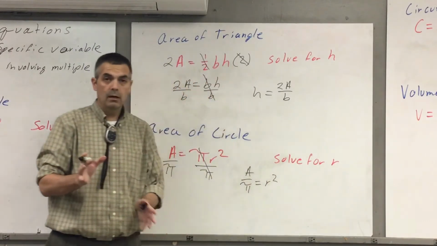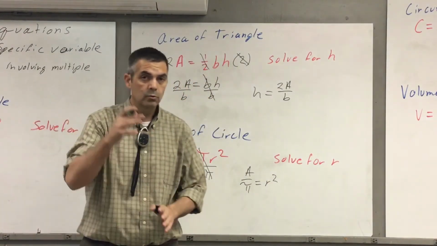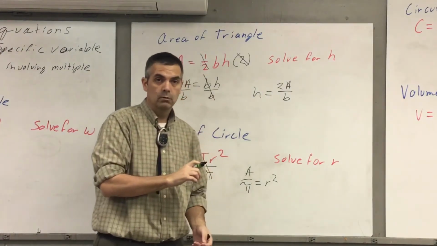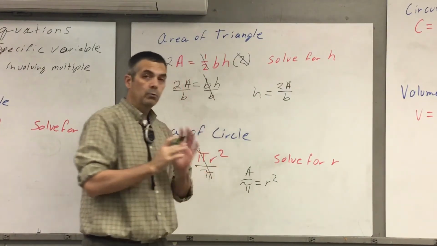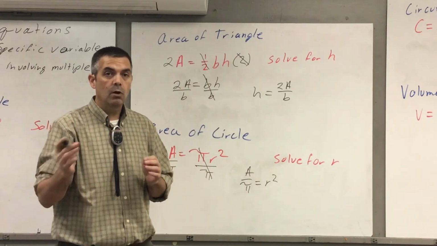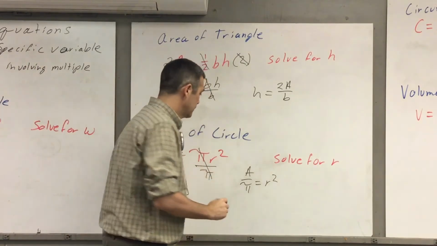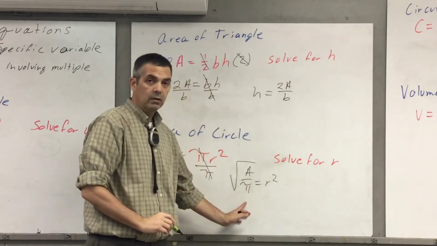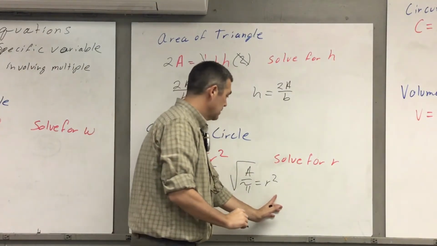Now you have to understand how to undo the squaring of something. You take the square root. So we're going to take the square root of both sides to undo the squaring of r. We take the square root of this whole thing on this side, and you'll do the same thing over here.